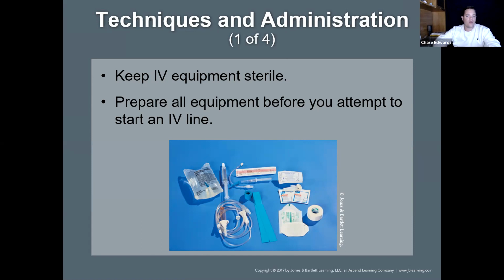So, to assemble your equipment, you're going to prepare all your equipment before you attempt to start an IV line. This equipment is going to include an elastic constricting band, or what we call the rubber band or the tourniquet. That's what most of us call a tourniquet, even though it's not an actual tourniquet. An antiseptic wipe or some sort of solution. And then you're going to have gauze for blood. You may want to have those 4x4s, is generally what we use. And you're going to have tape or adhesive bandage.